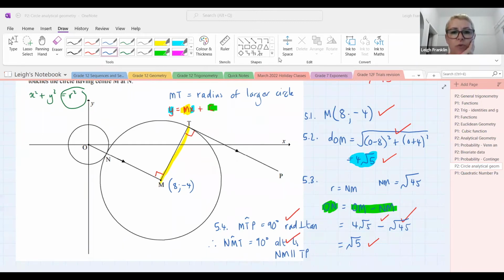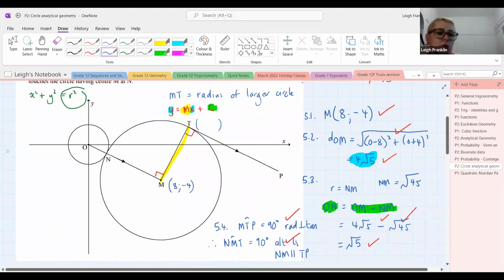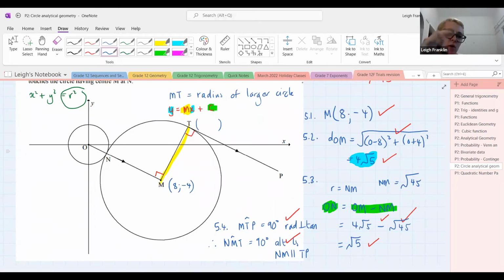Okay, but if we use the gradient formula, then we need the coordinates at T as well, don't we? Because we need to use the gradient formula, we need 2 points. We need y1 and y2 and x1 and x2, don't we? But we don't have the coordinates at T. So, y minus y1 equals m times x minus x1. That's the equation of a straight line, and we're still going to need the gradient.